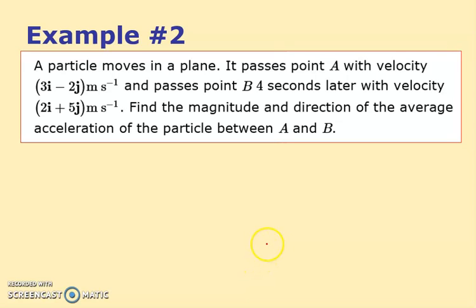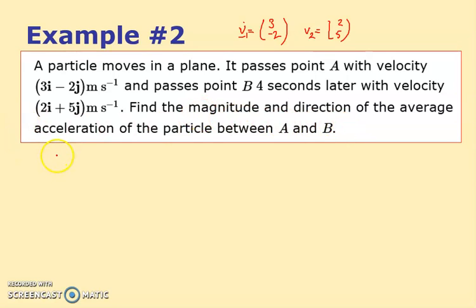The particle moves in a plane. It passes through point A, velocity. So I'm going to write this: V equals 3, minus 2. And it passes through point B 4 seconds later. So I'm going to call that one V1. And V2, the second velocity, is 2, 5. Find the magnitude and direction of the average acceleration.